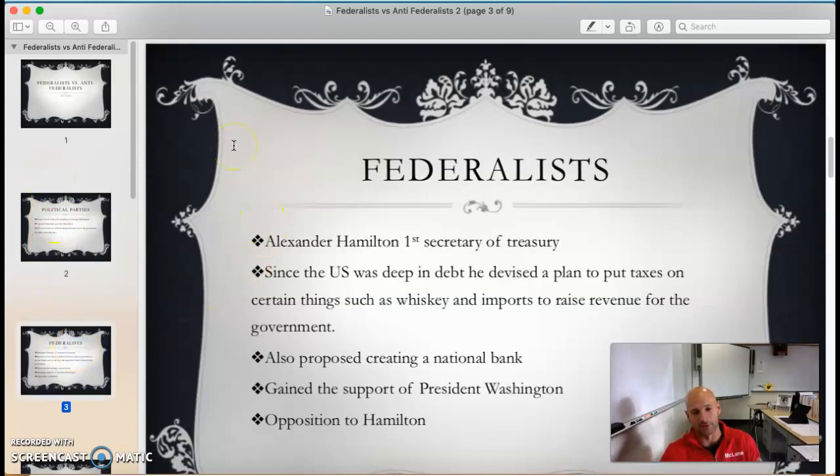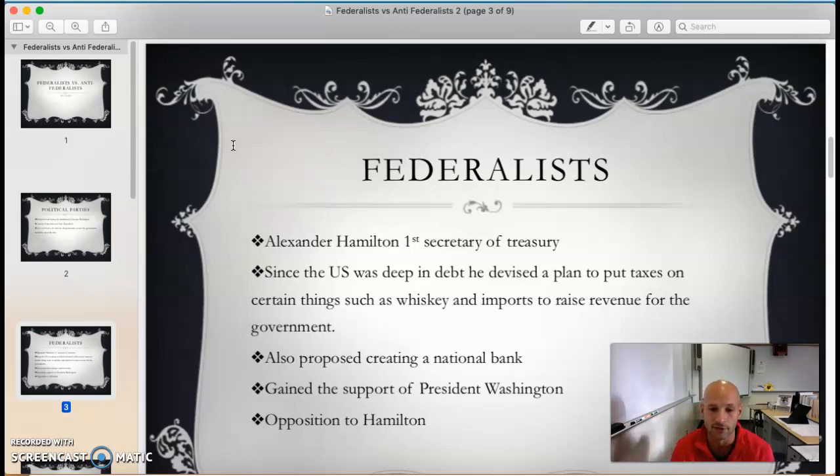And the Federalists, and you guys have all seen the famous play Hamilton. Okay, so we're talking about Hamilton. He was the first Secretary of Treasury under General George Washington, the first president of the United States of America. And he's going to lead the first political party, which is known as the Federalists. We were deep in debt, so he devises this plan to put taxes on things such as whiskey, which is eventually going to happen in Pennsylvania with the Whiskey Rebellion, and imports to raise revenue for the government.